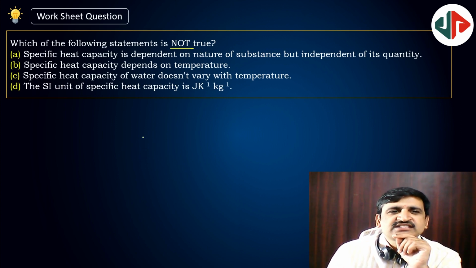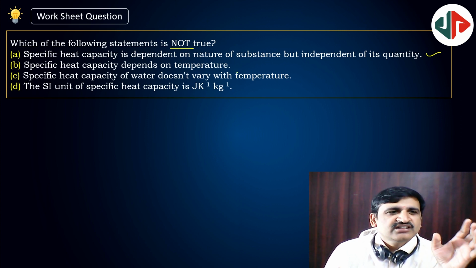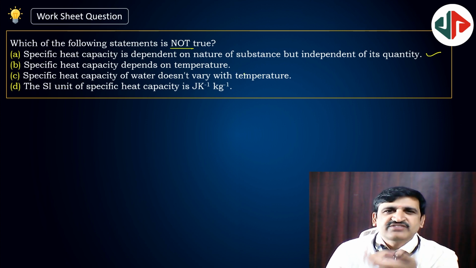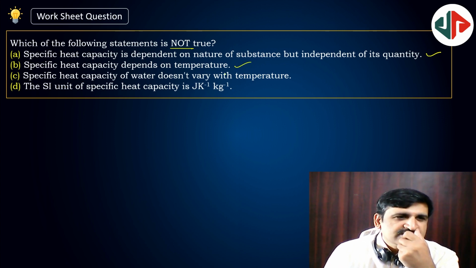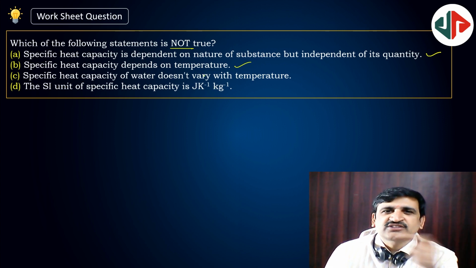Specific heat capacity is dependent on the nature of the substance. It's a correct statement. And specific heat capacity depends on temperature. Yes, in a definite range of temperature, it will possess a constant value. Afterwards, it will change. And specific heat capacity of water does not vary with temperature. No, if you are accepting B, then even C should be accepted.